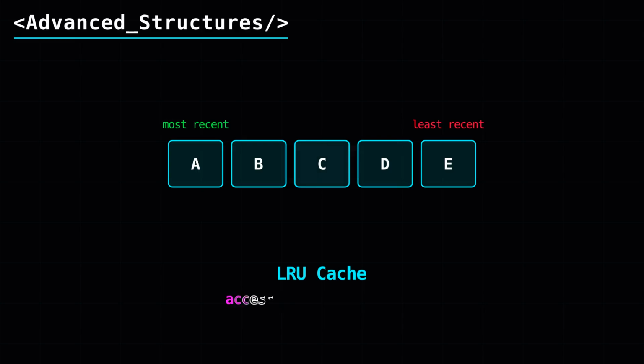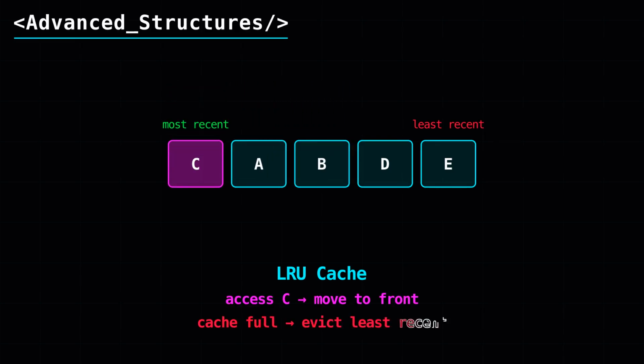LRU Cache stands for least recently used. When memory is limited, the system keeps recently used data near the front. When new data arrives and the cache is full, the least recently used item at the back is evicted. This is usually built with a hash map plus a doubly linked list.